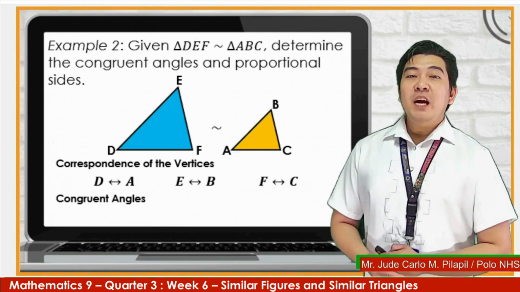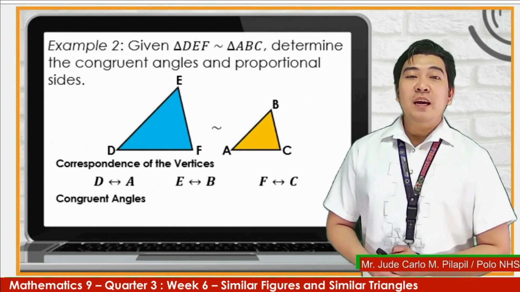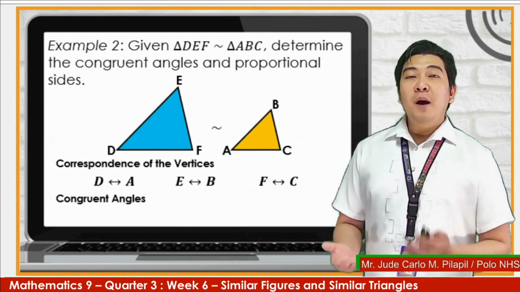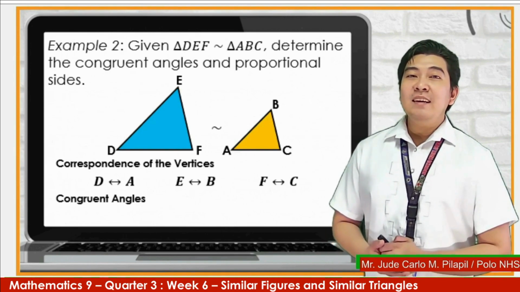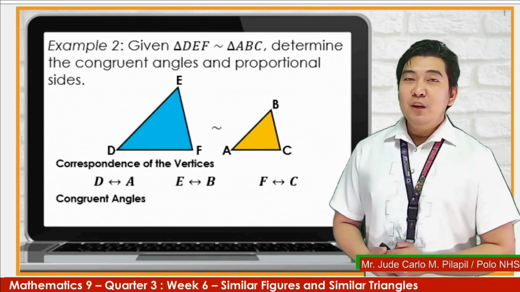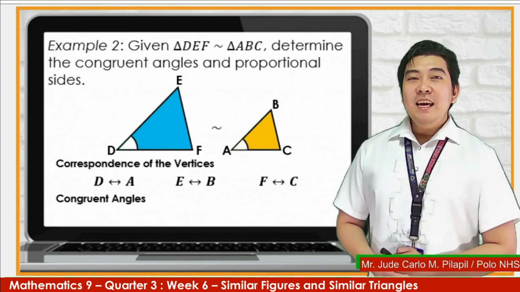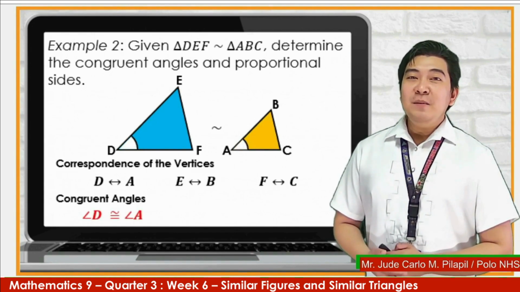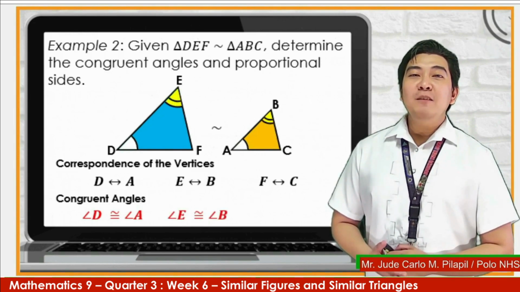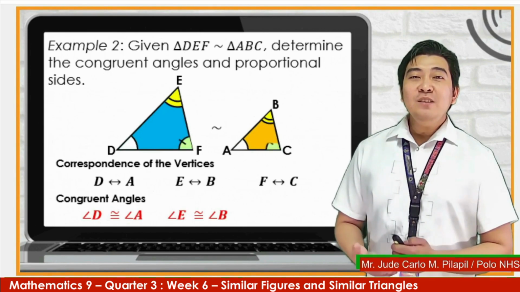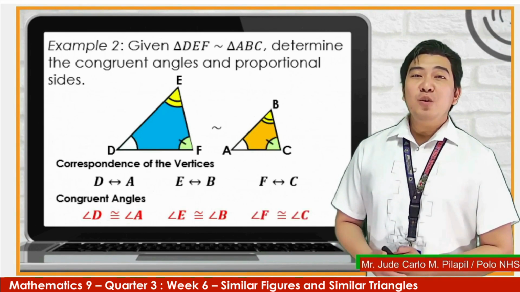From the statement, triangle DEF is similar to triangle ABC, and the correspondence of the vertices, we can name the pairs of corresponding angles that are congruent. The first pair, angle D, is congruent to angle A. Next, angle E is congruent to angle B. And the last one, angle F, is congruent to angle C.